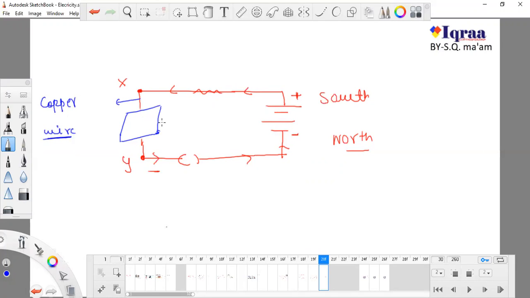Okay, and here I am using a compass. This is a compass, and I will inform you about this compass in our next class. The compass has a needle, and this needle always deflects or moves toward the direction of current.